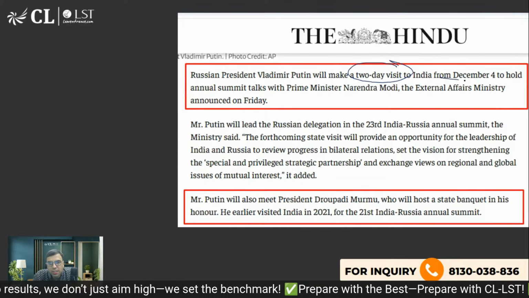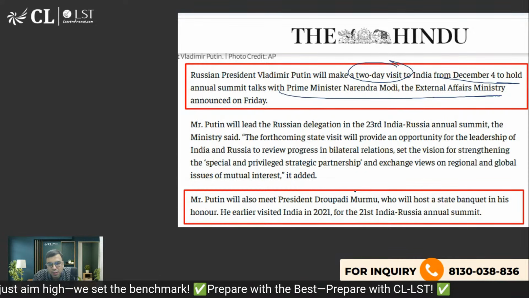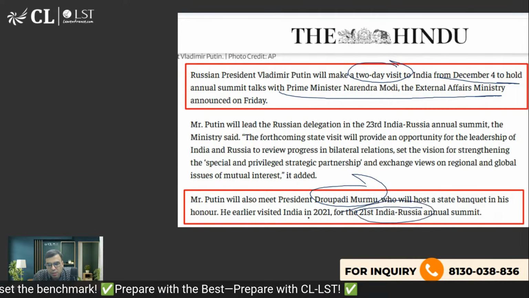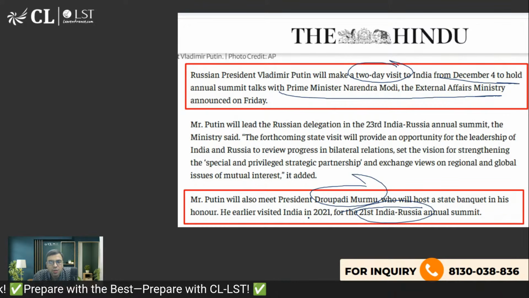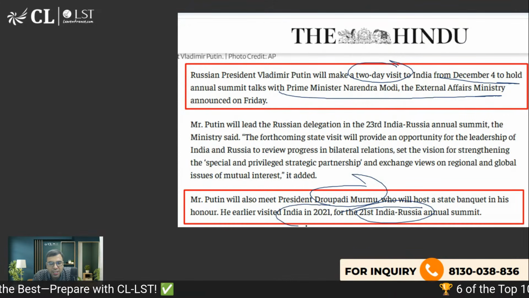He took a 2-day visit. Draupadi Murmu will host a state banquet in his honor. He earlier visited India in 2021.